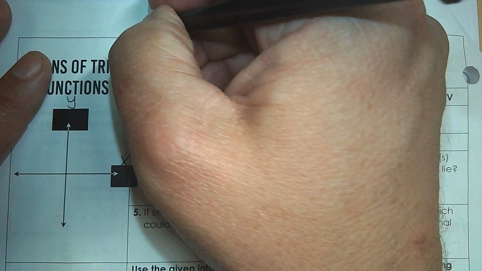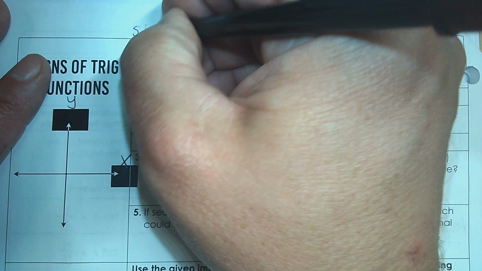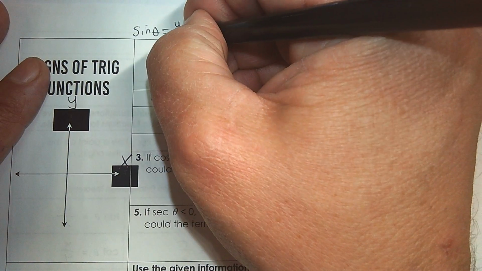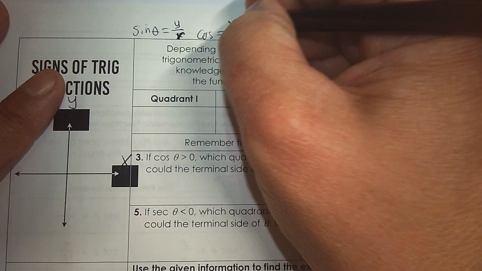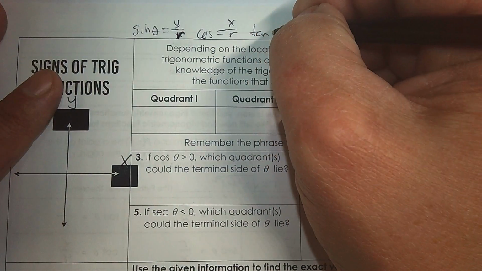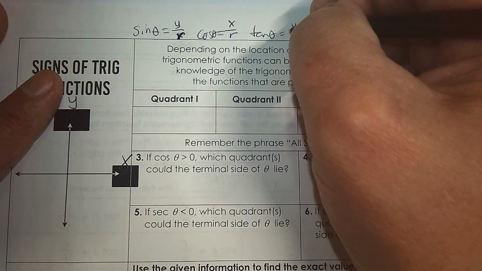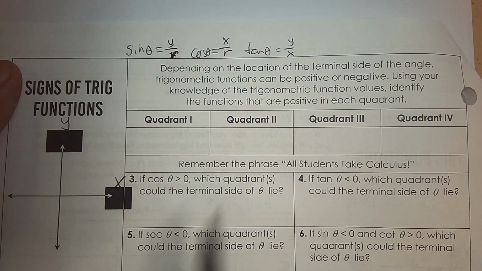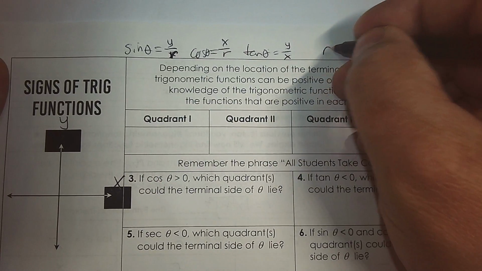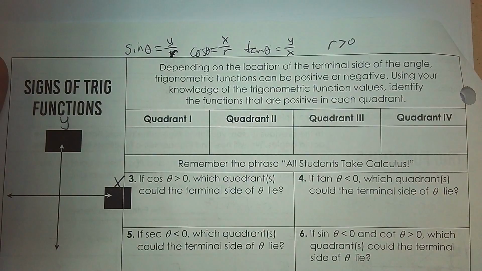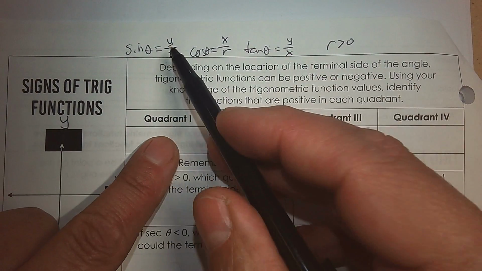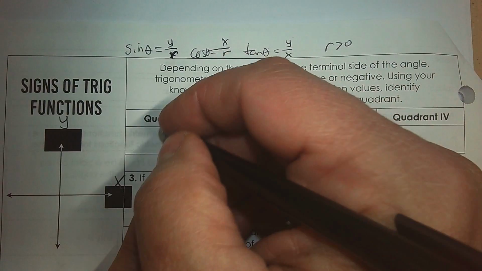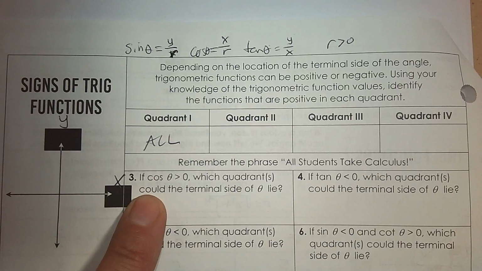So instead of writing down SOHCAHTOA, we now know that sine is y over the radius, cosine is x over the radius, and tangent is y over x. Having that understanding of a point, we can understand which ones are positive and negative. Know that the radius is always positive. So tell me, in quadrant 1, are the x and y coordinates positive for both? So it's positive, it's positive, it's positive. All trig functions are positive in quadrant 1.